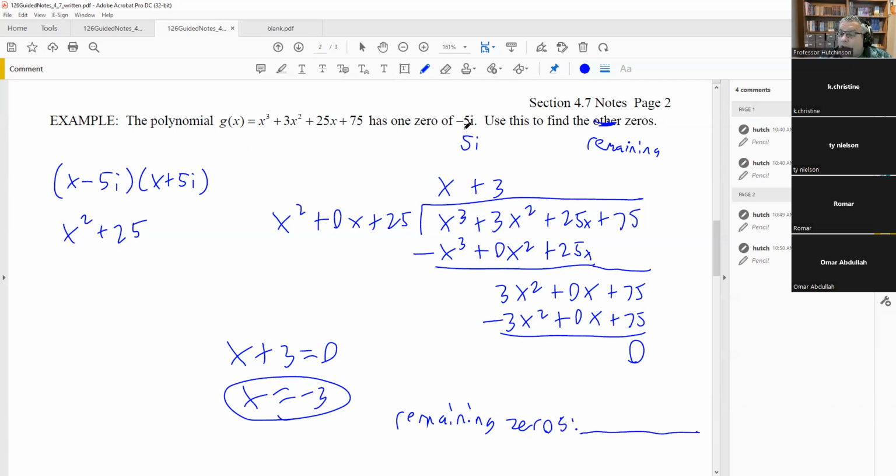Remaining zeros means that we're not going to include -5i in our answer. Now 5i I do need to include, because we came up with it on our own as a conjugate pair. So I'll put 5i and then -3, and that's what the remaining zeros are going to be. That's what they're expecting you to do. You don't want to include the original one. We just want to include the new ones that we find. So 5i and -3, we found by going through this process.